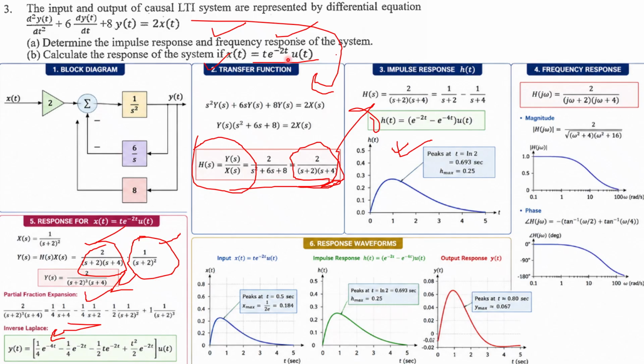Why is this so? Because the Laplace transform of the exponential e to the power minus 2t will be 1 divided by s plus a, and since t is there, here it will be s square. So after getting the input, you can multiply the transfer function and the input, and you will get the final output.